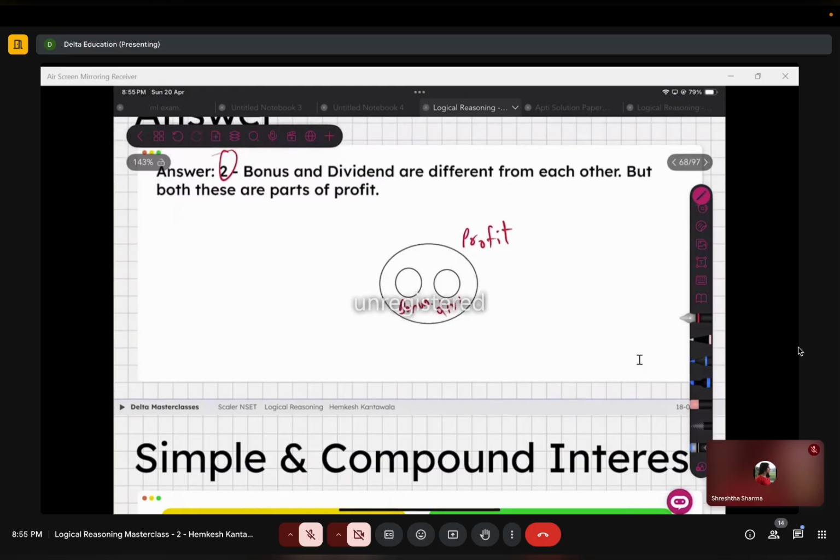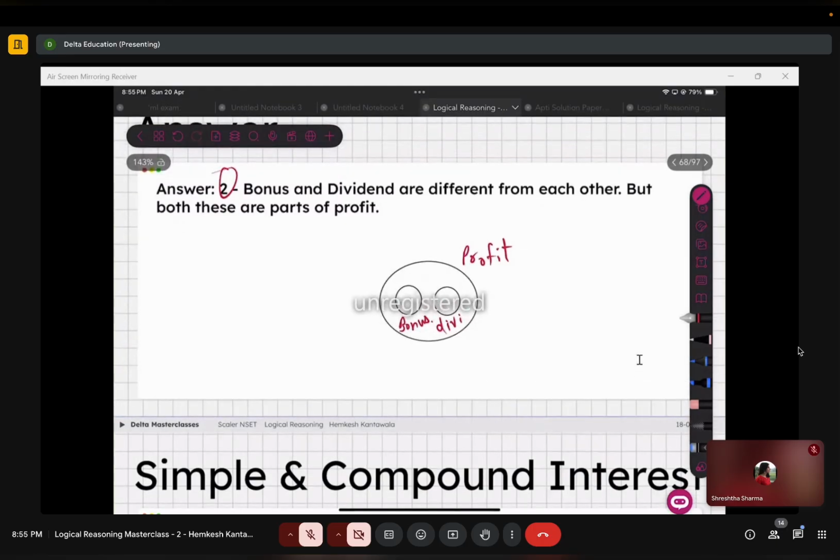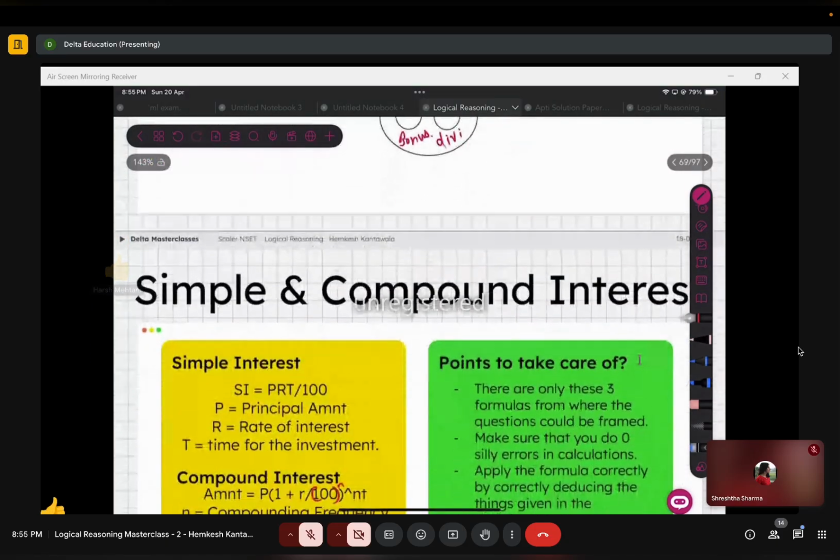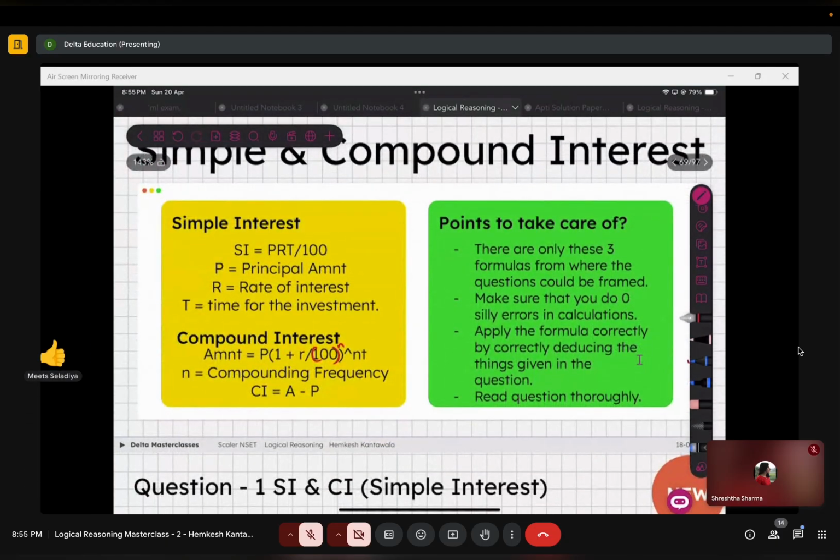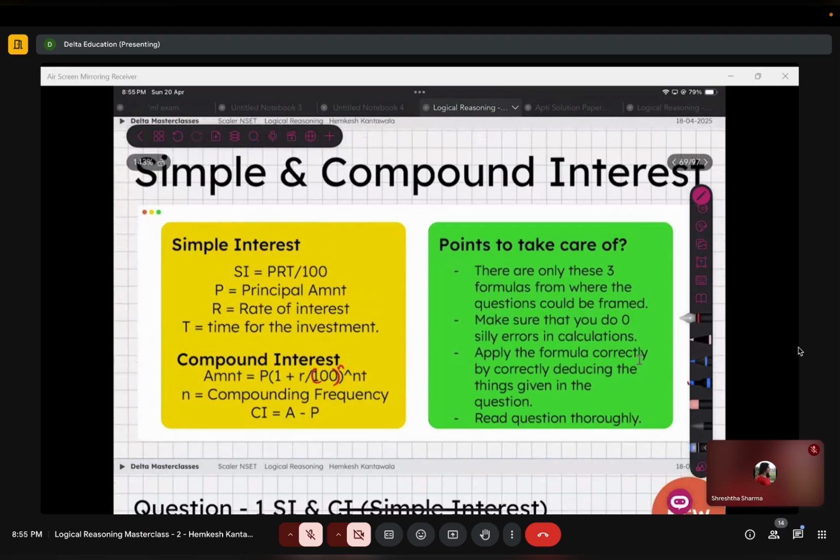Make sense? Any doubts? Great. So moving to the next topic, it is simple and compound interest.